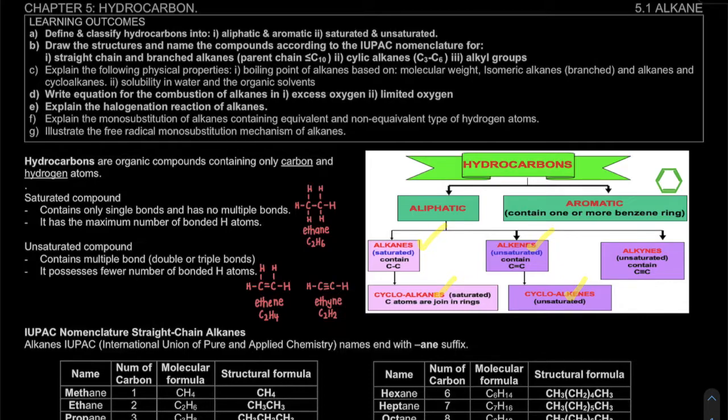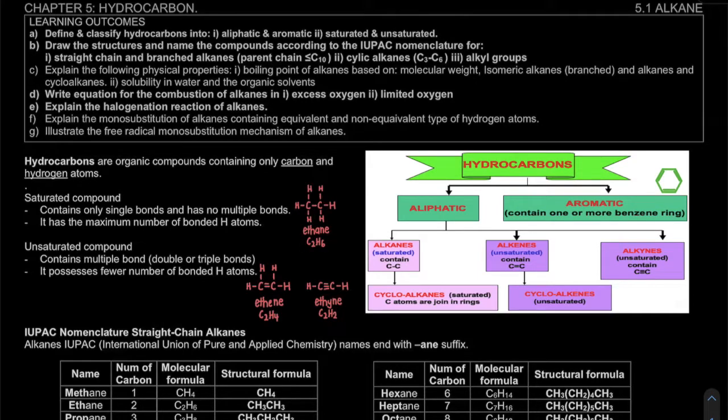Okay, so what is actually meant by saturated and unsaturated? A saturated compound is where the compound only contains single bonds and has no multiple bond. And it will have the maximum number of bonded hydrogen atoms. Because we have our carbon single bond here, we're going to make sure that the carbon must have 4 bonds. So the rest of the bonds must be bonded to hydrogen, and when we draw our ethane, the molecular formula will be C2H6.